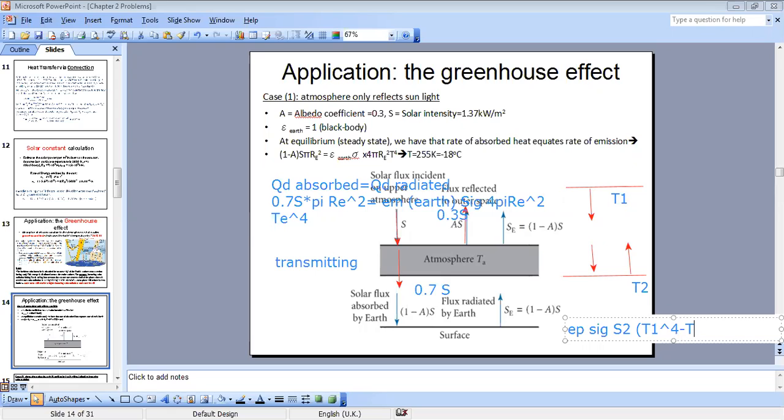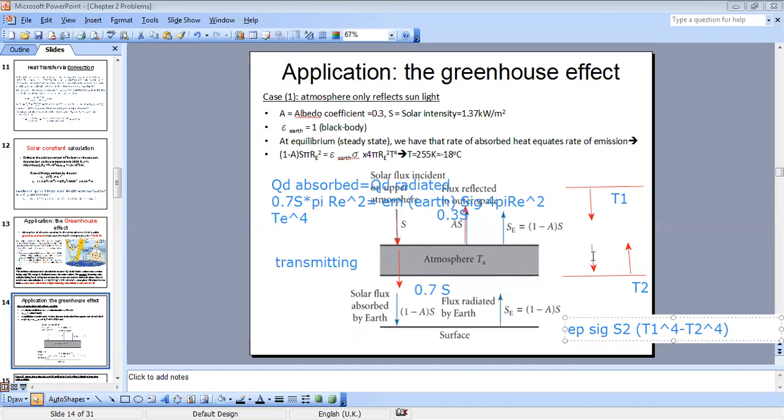You are familiar with this, okay? What is the difference here? Here you have two surfaces that are exchanging heat by radiation. So if you want to find the net flux of radiation, you should subtract, because the emitted flux is in the form of radiation, you will calculate it as epsilon sigma times S2 times T1 to the power 4, minus epsilon sigma S2 T2 to the power 4, okay?